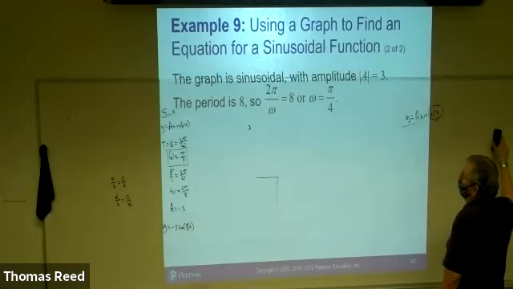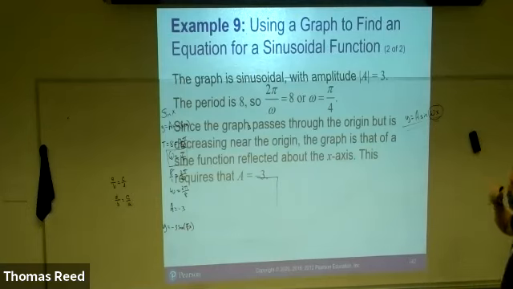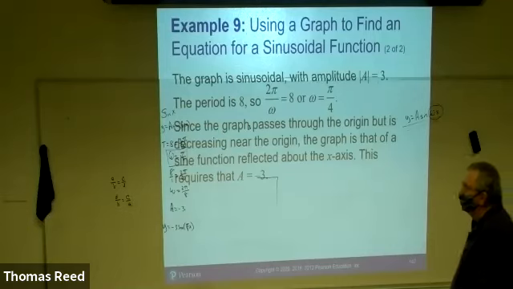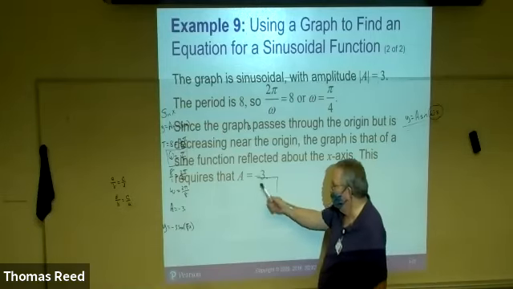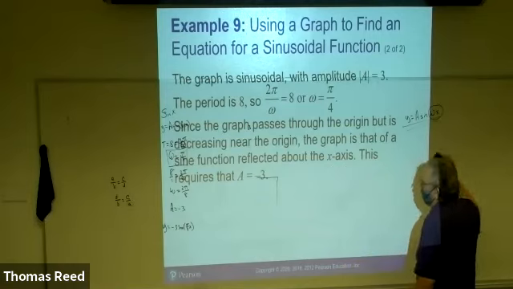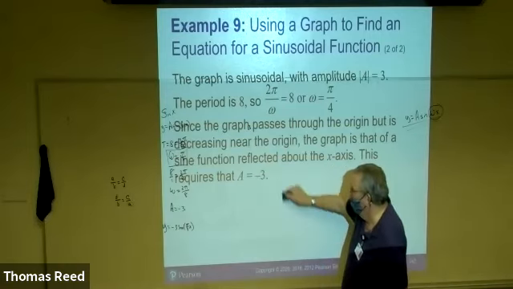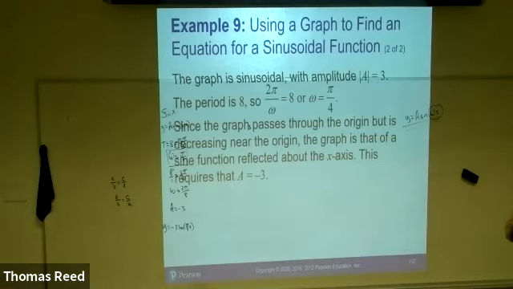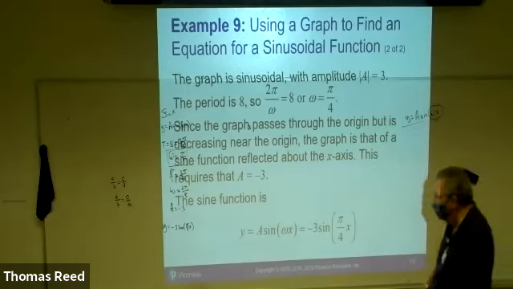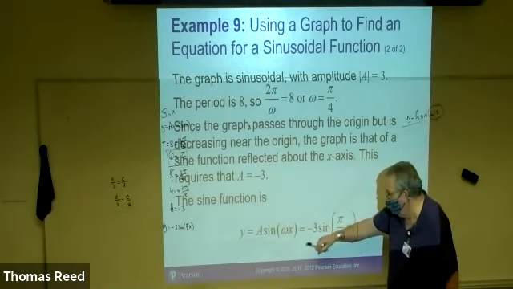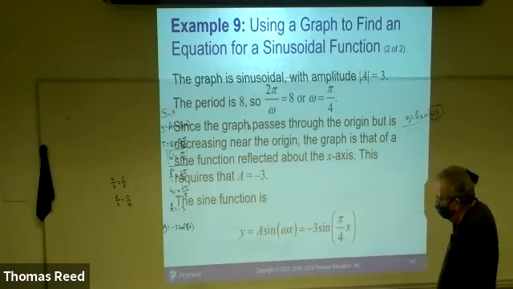So they get the same omega. Since the graph passes through the origin but is decreasing near the origin, the graph is a sine function that is reflected across the x-axis. So it requires A to be negative. That's kind of what I was saying, only they said it more precisely than I did. All right, we determined A is -3 and omega is pi/4. So there we have it.